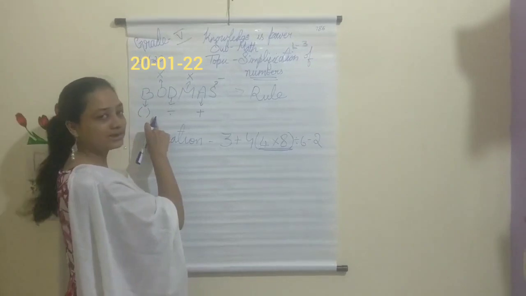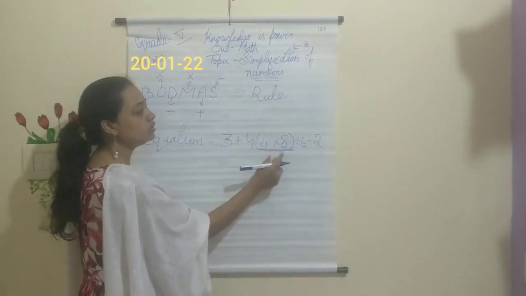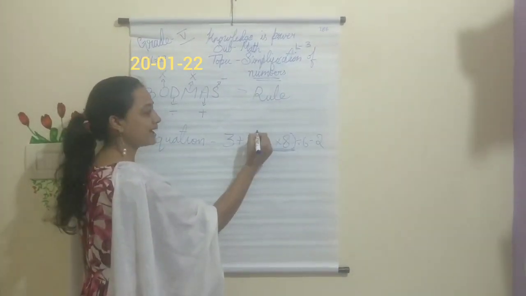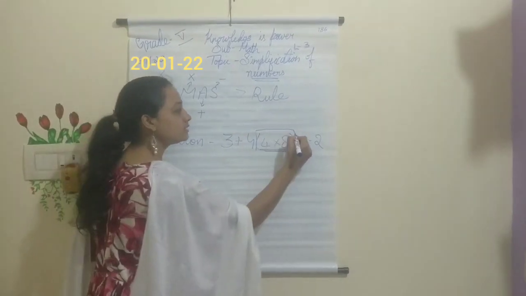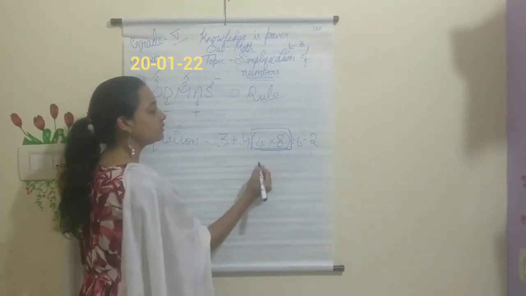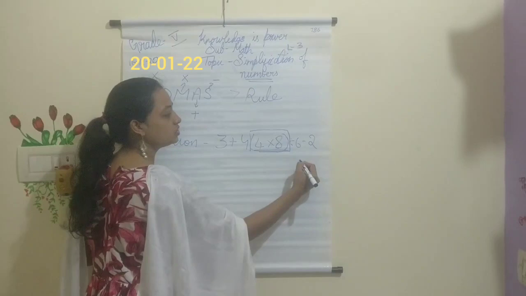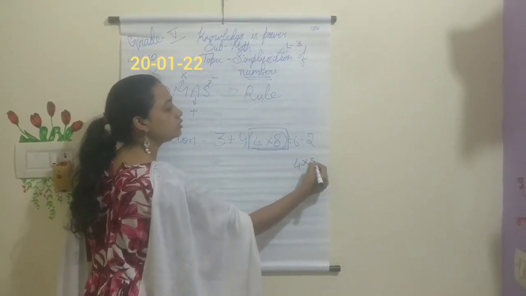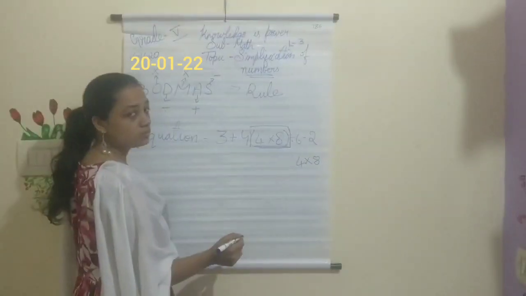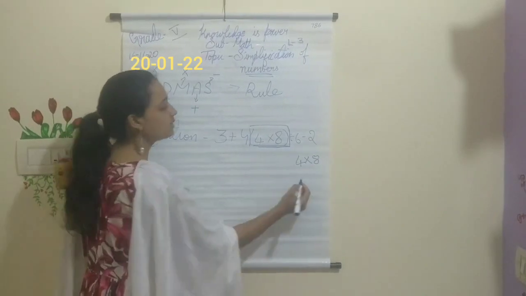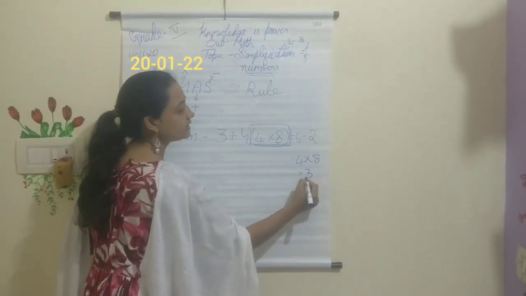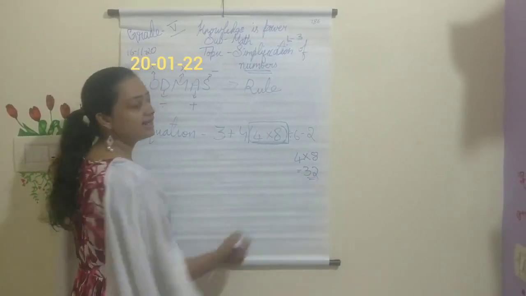So first I should start from brackets. I am going to take the two numbers inside the bracket here. These two numbers. What is the answer for that? The question is 4 into 8. What is 4 8s are? 4 8s is 32. This is the answer.